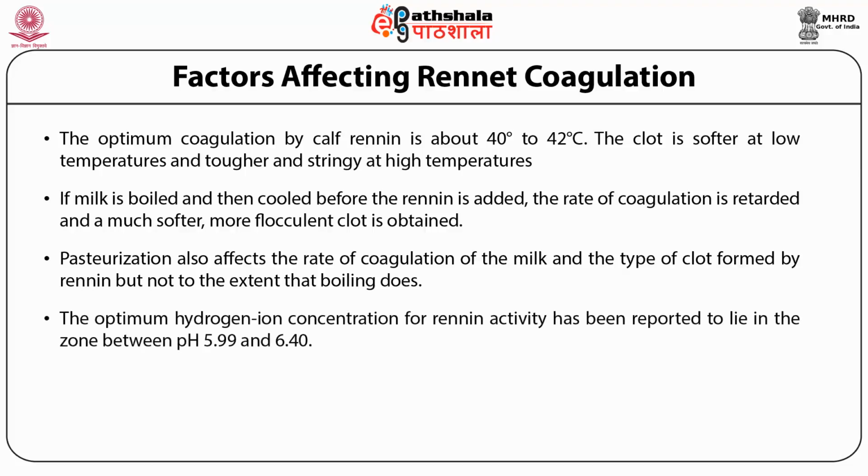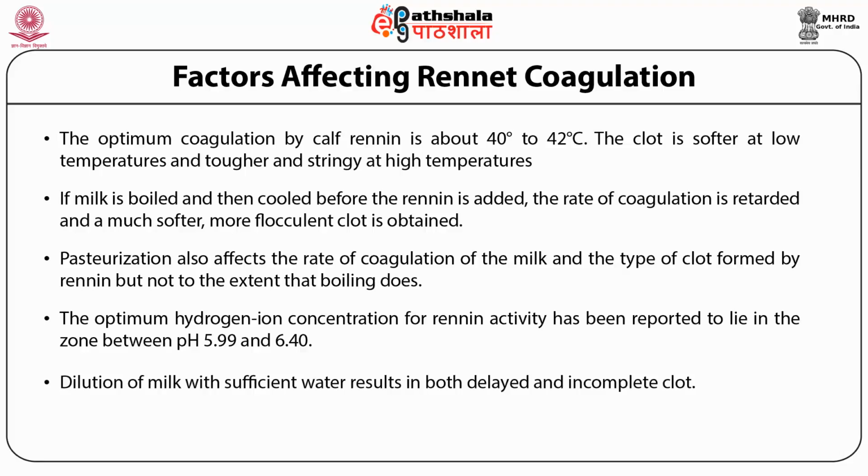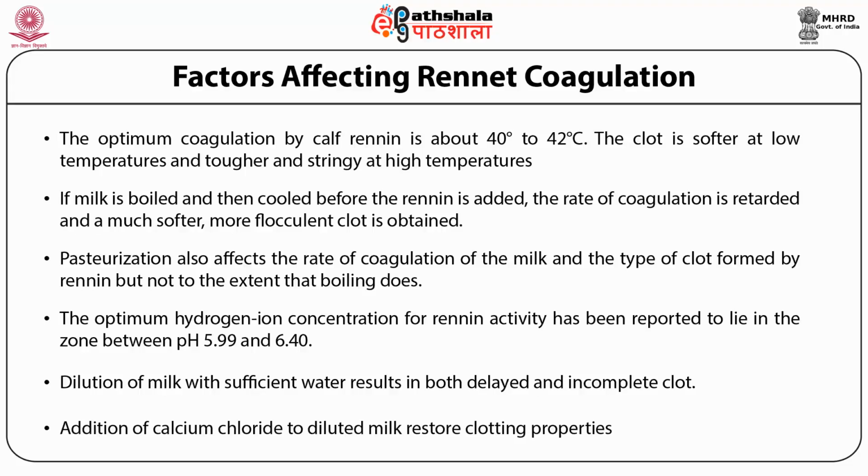The optimum hydrogen ion concentration for rennin activity is between 5.99 and 6.40 pH. pHs above and below this range also affect its activity. If milk is diluted before rennet addition, the clot formation is incomplete and delayed. Addition of calcium chloride to diluted milk, however, restores clotting properties of milk.